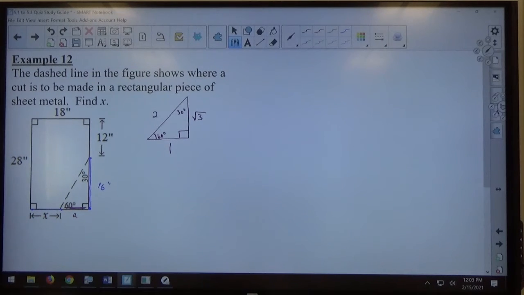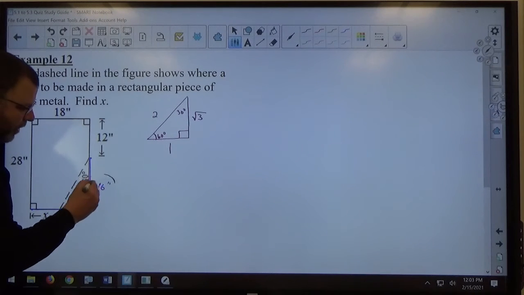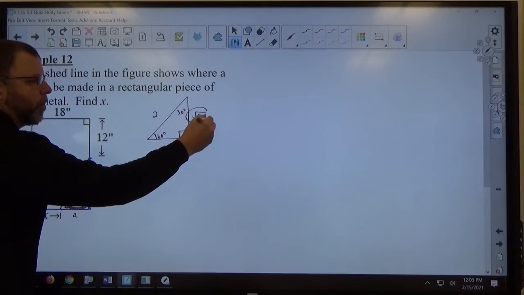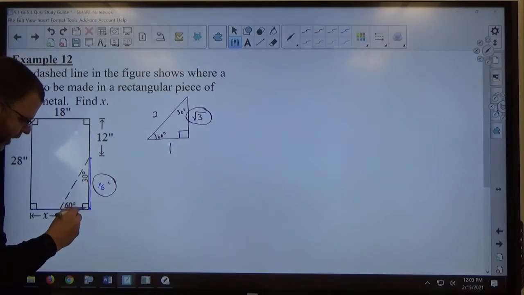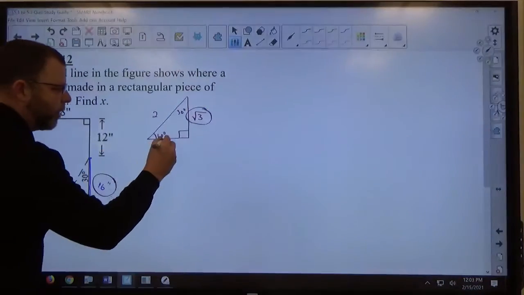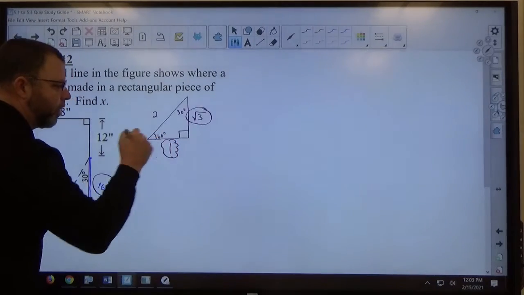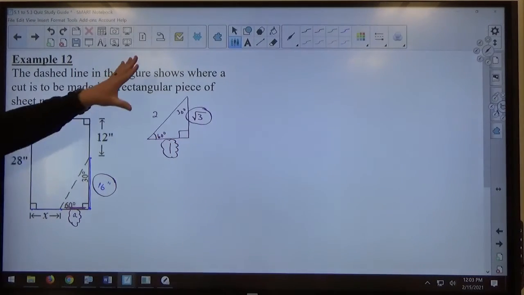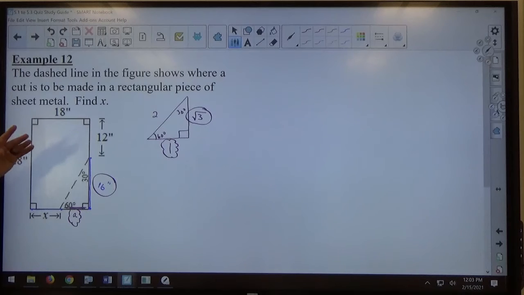So if I use my right triangle relationships, the 16-inch side corresponds to the square root of 3 side, and the A side that we're looking for corresponds to the side that's 1. Again, by drawing them in the same orientation, I can make sure that the corresponding pieces get in the same places, so it's easier to identify.